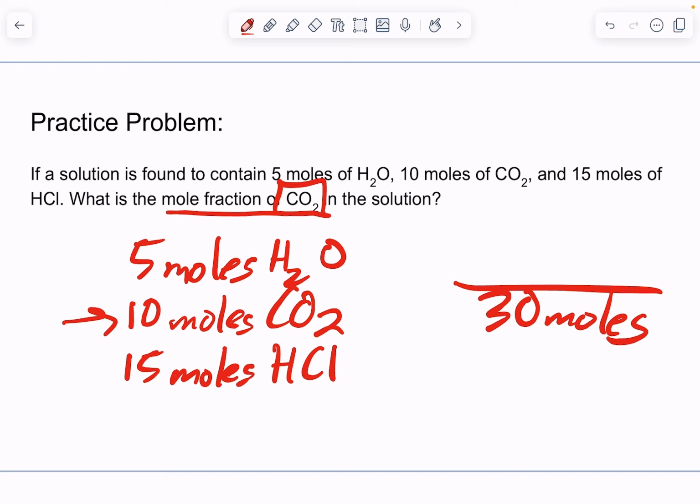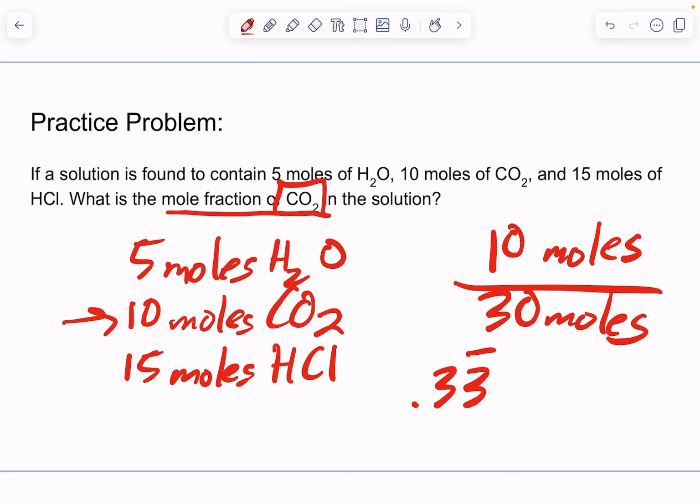And what's the mole fraction for CO2? Well, I have 10 moles of CO2. So all I got to do is take that 10 divided by 30. Okay, that would be 0.33 repeating. Okay, I can leave my answer as a decimal. This is a fraction to an extent.